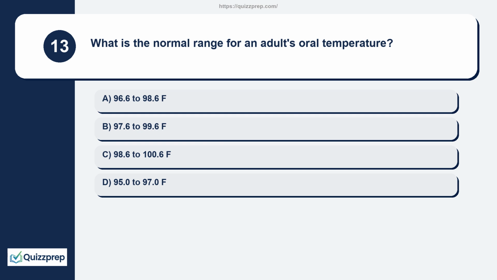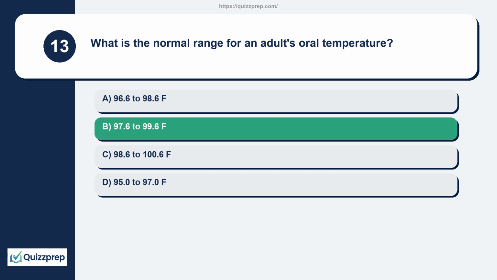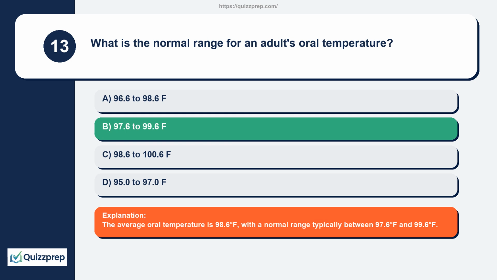Question 13. What is the normal range for an adult's oral temperature? 96.6 to 98.6 F, 97.6 to 99.6 F, 98.6 to 100.6 F, 95.0 to 97.0 F. The average oral temperature is 98.6 degrees Fahrenheit, with a normal range typically between 97.6 degrees Fahrenheit and 99.6 degrees Fahrenheit.